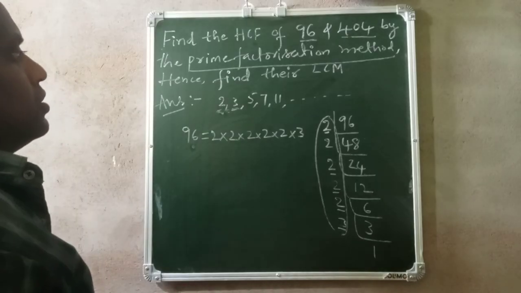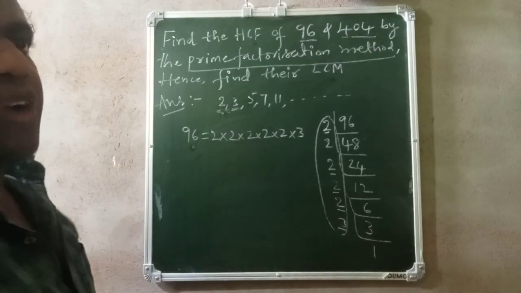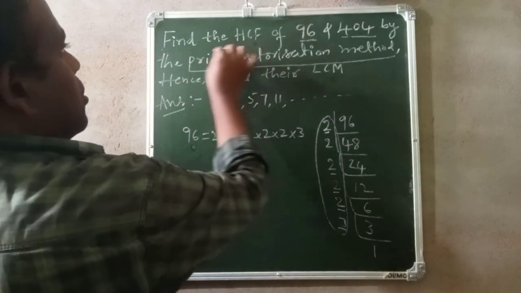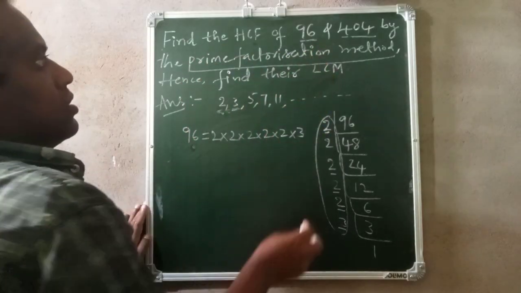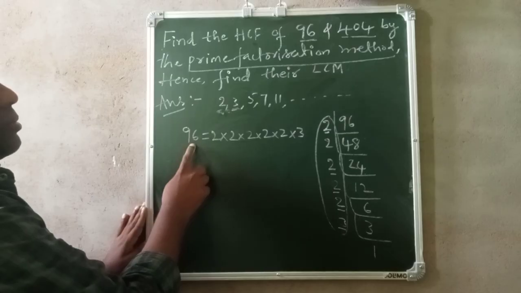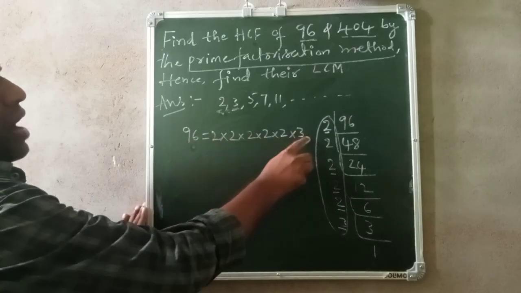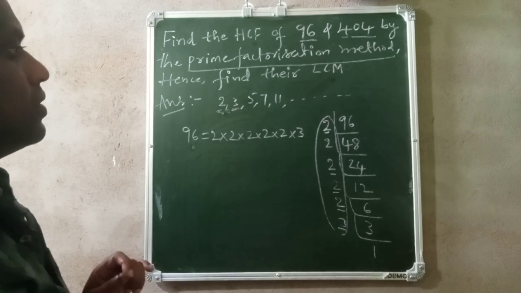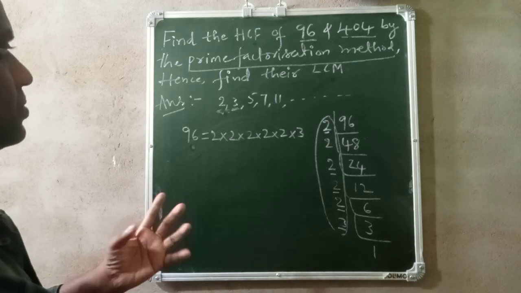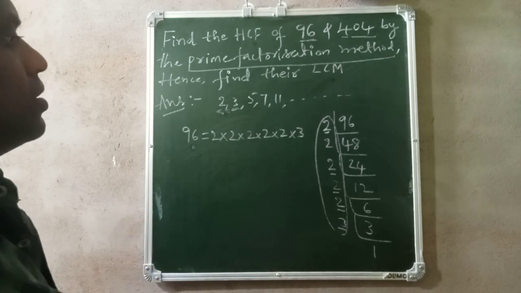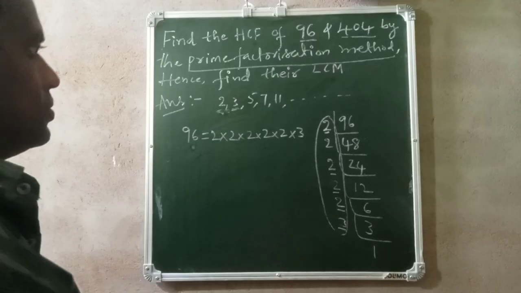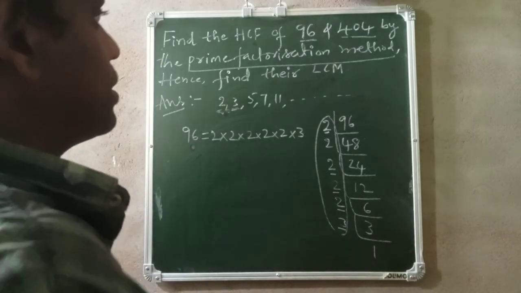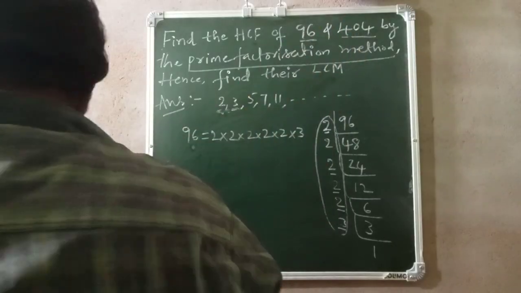This is called prime factorization. That's what they are telling in the question, the prime factorization method. So this is the prime factorization of 96. Now similarly we have to prime factorize the other number, 404.